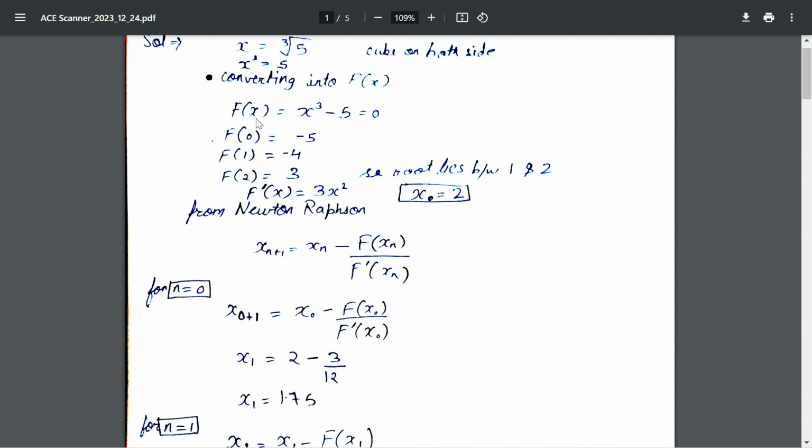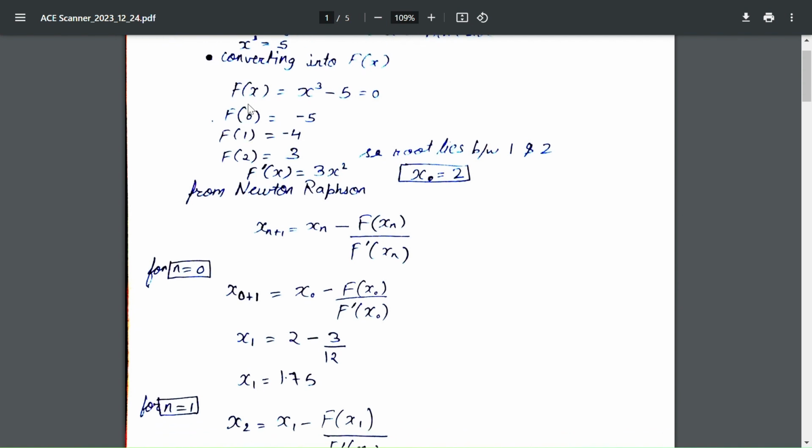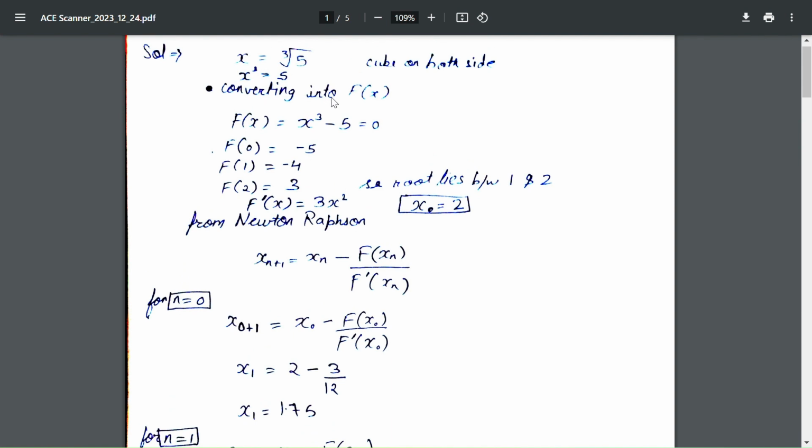So on putting x equals to 0 in this function, we get f of 0 equals to minus 5. Then we put x equals to 1, we get f of 1 equals to minus 4. Then x equals to 2, we get f of 2 equals to 3. We will stop when we get the first value negative and the second one positive. So we consider that our root lies between 1 and 2. Now we will find the first differential of this function, which is f dash x equals to 3x square.